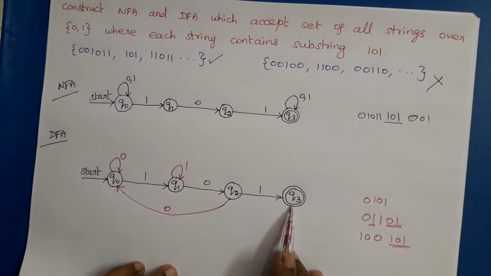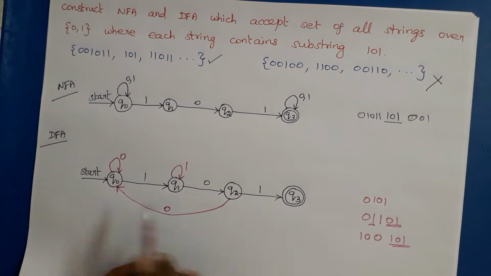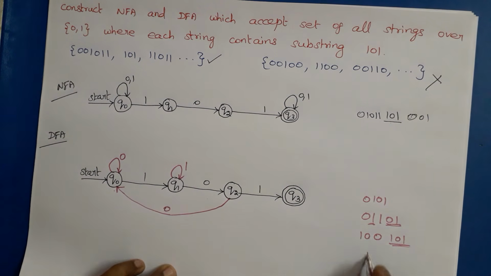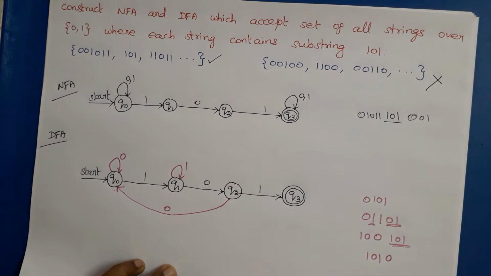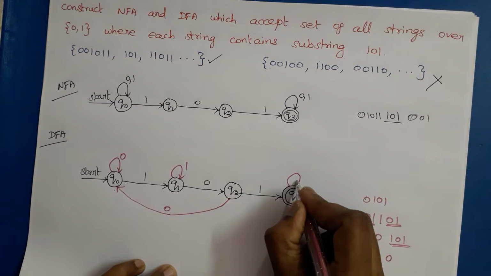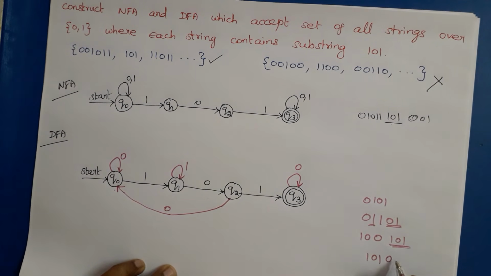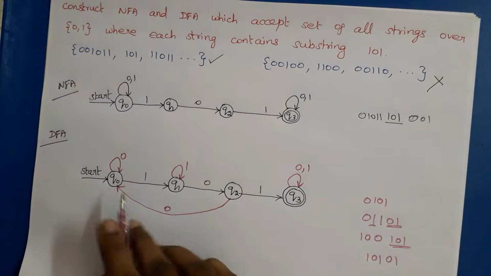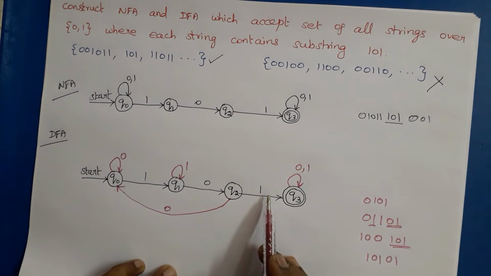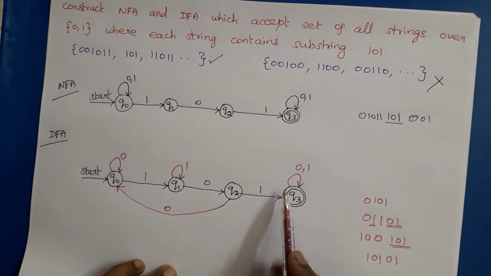Then in Q3, we will be in state Q3 after recognizing 101 only. So after recognizing 101, suppose one more 0 is coming, we can remain in the same state, because that should also be accepted. Then the next symbol may be 1 also. So after recognizing 101, for any number of zeros and ones, we should be in the same state Q3.